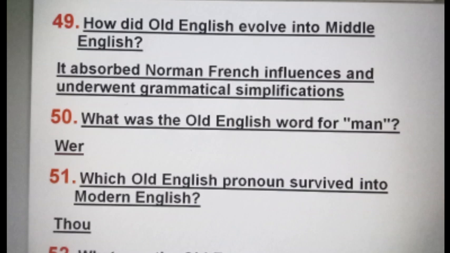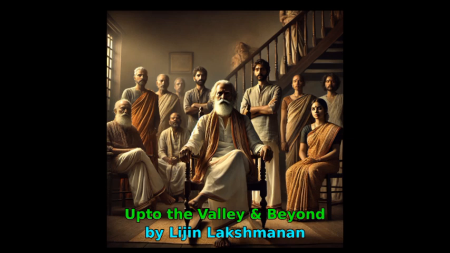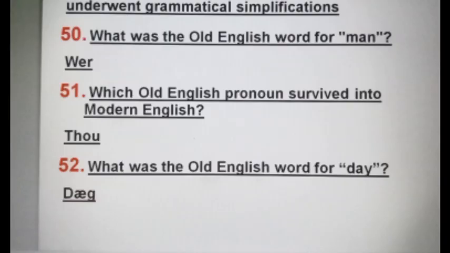What was the Old English word for man? Wer. Which Old English pronoun survived into modern English? Thou. What was the Old English word for day? Dæg.